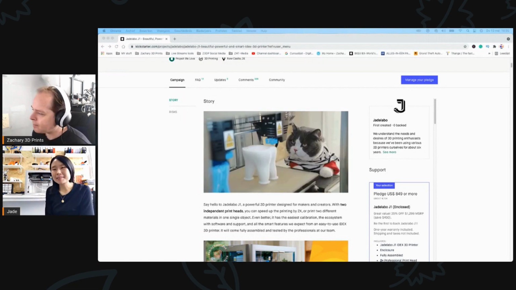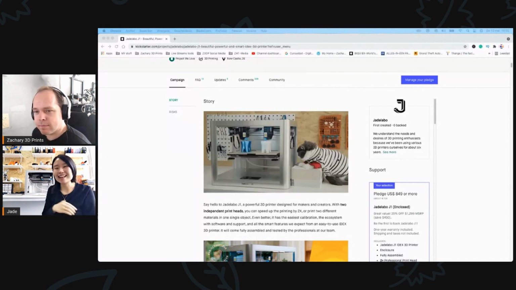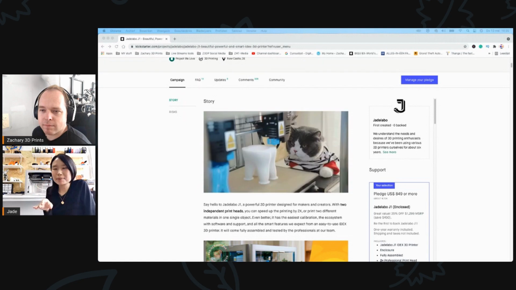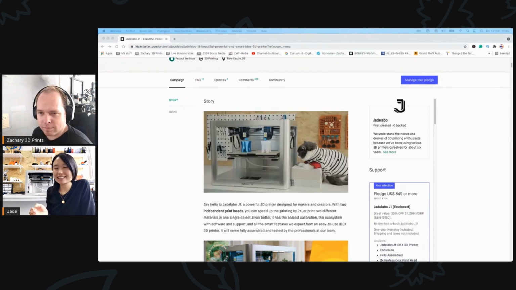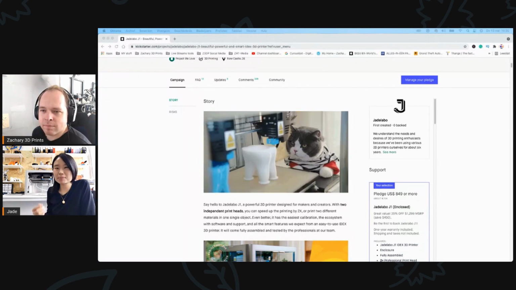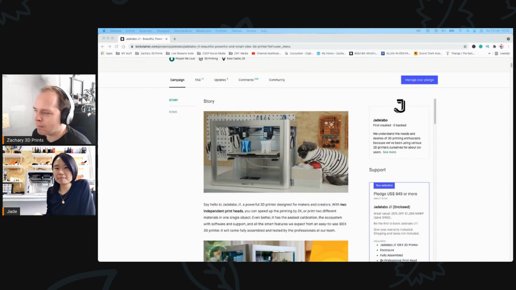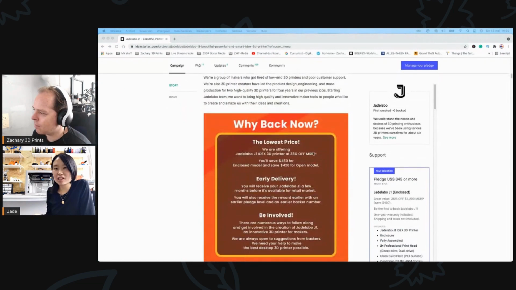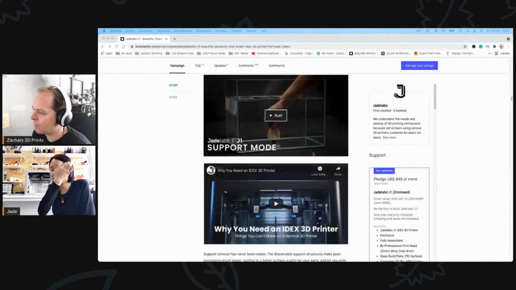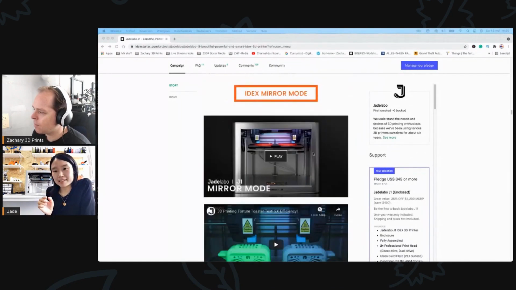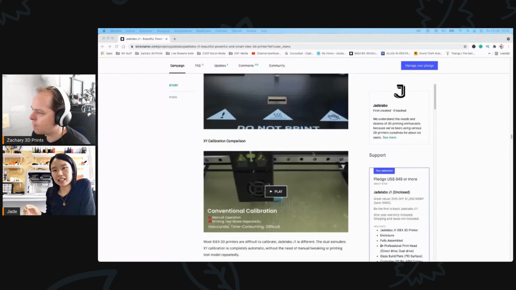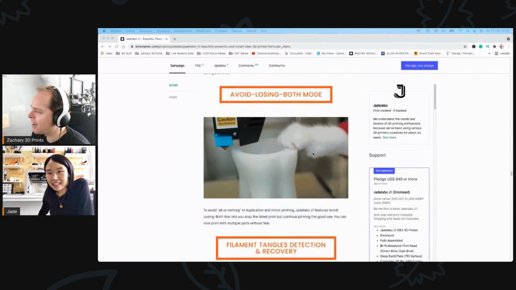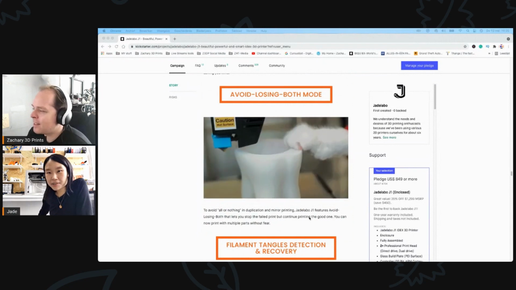Yeah, if a cat knocks over one print from your duplication printing or mirror printing, you don't need to worry about losing both prints because of this accident. There is an avoid losing both mode. It's a smart feature in the Jadelabo J1 that can avoid losing both prints, because in this situation it will stop the failed one and continue printing the good one. You can check it out. Oh, it's here. Avoid losing both mode.